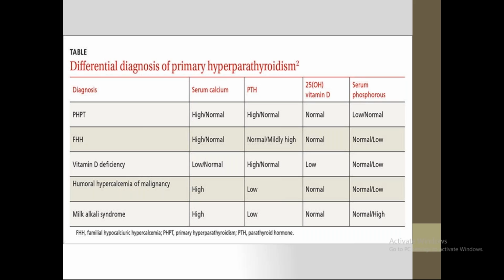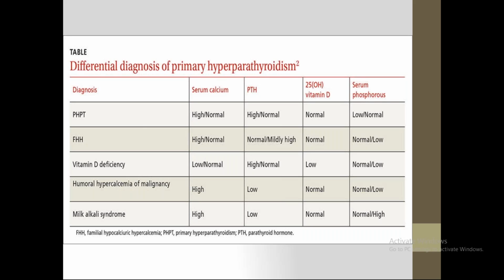Again, in primary hyperparathyroidism, serum calcium is higher normal, PTH is higher normal, vitamin D is normal, phosphorus is lower normal. Familial hypocalciuric hypercalcemia: serum calcium is higher normal, PTH is normal or mildly high, vitamin D is normal, phosphorus is lower normal. Vitamin D deficiency: serum calcium is lower normal, PTH is high or normal, vitamin D is low, phosphorus is lower normal. Humoral hypercalcemia of malignancy: calcium is high, PTH is low, vitamin D is normal, phosphorus is lower normal. Milk alkali syndrome: calcium is high, PTH is low, vitamin D is normal, serum phosphorus is high.